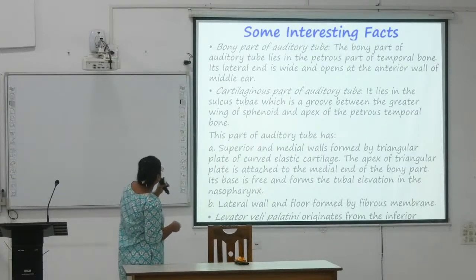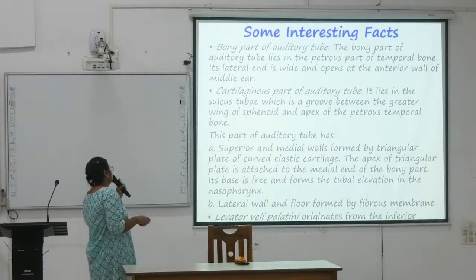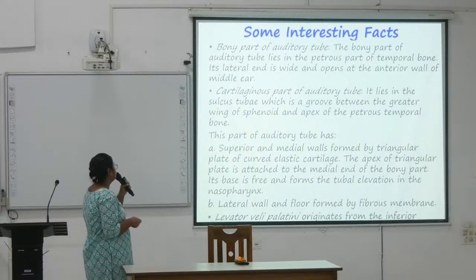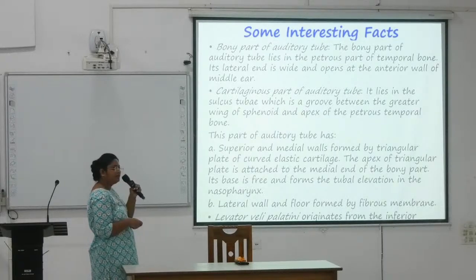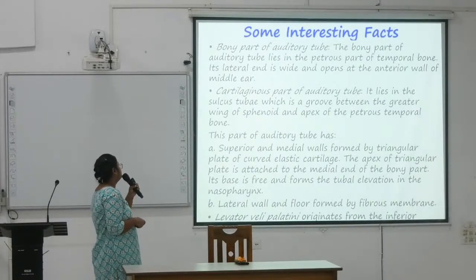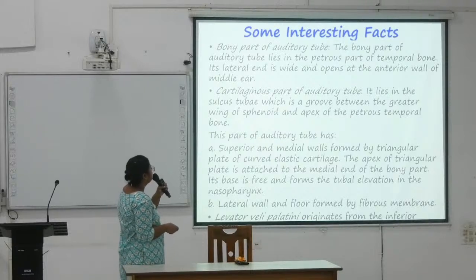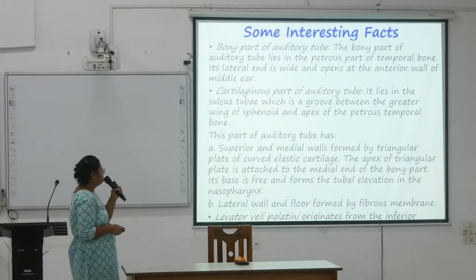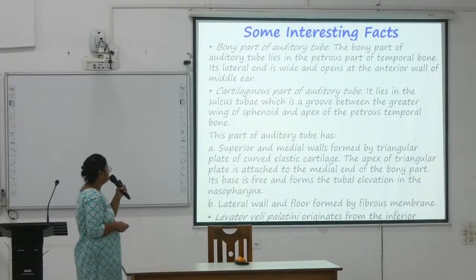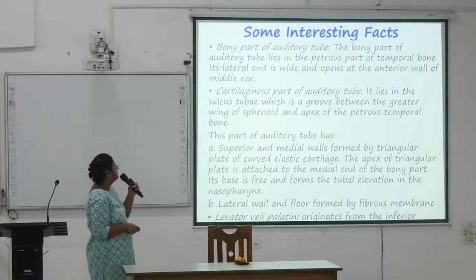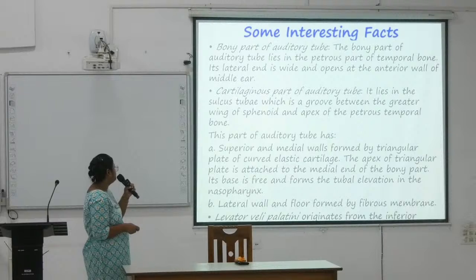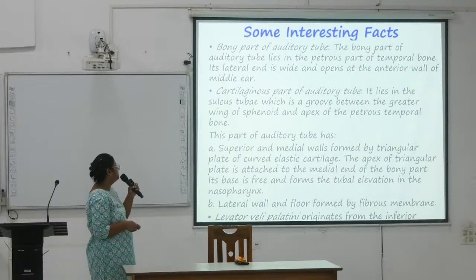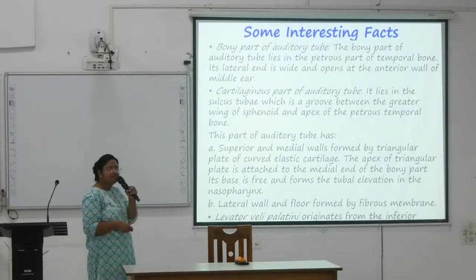And this part of the auditory tube has superior and medial walls formed by the triangular plate of curved elastic cartilage. Apex of the triangular plate is attached to the medial end of the bony part, and its base is free and forms a tubal elevation in the nasopharynx. Lateral wall and floor is formed by fibrous membrane. Levator veli palatini originates from its inferior aspect. Okay.